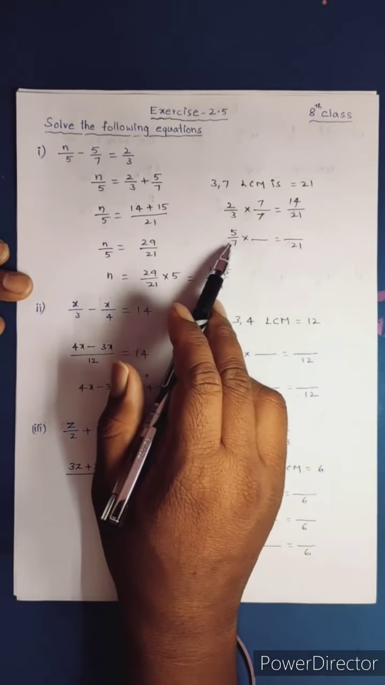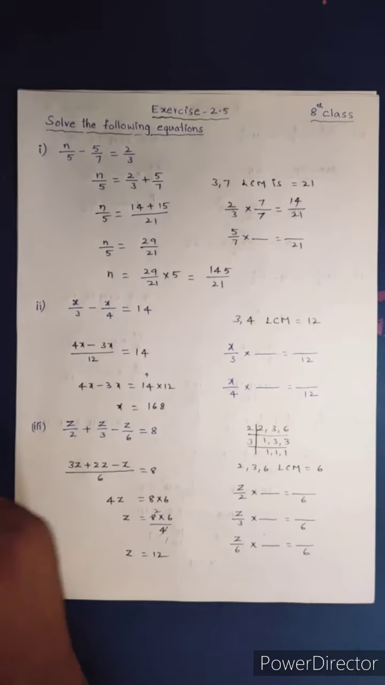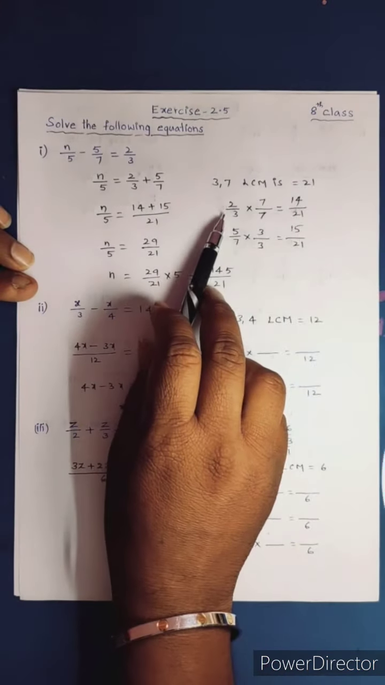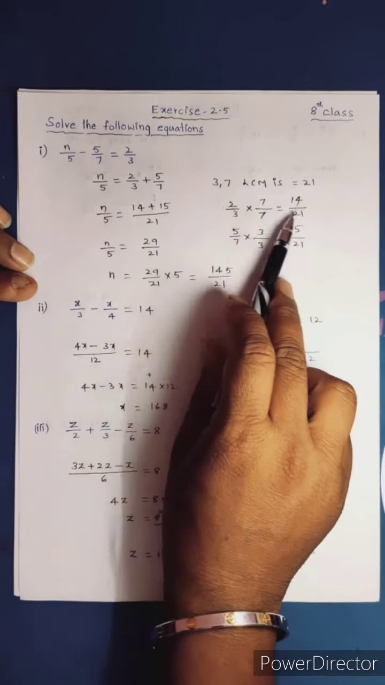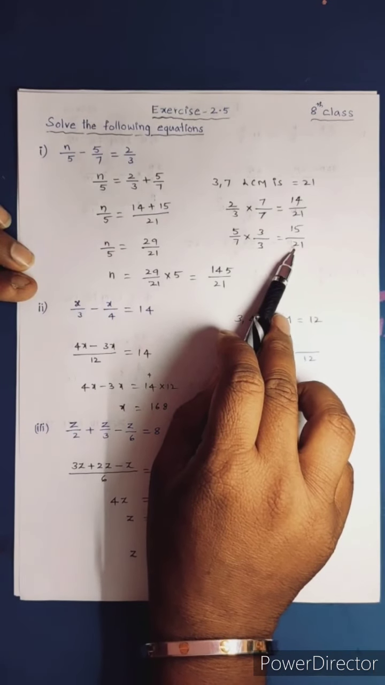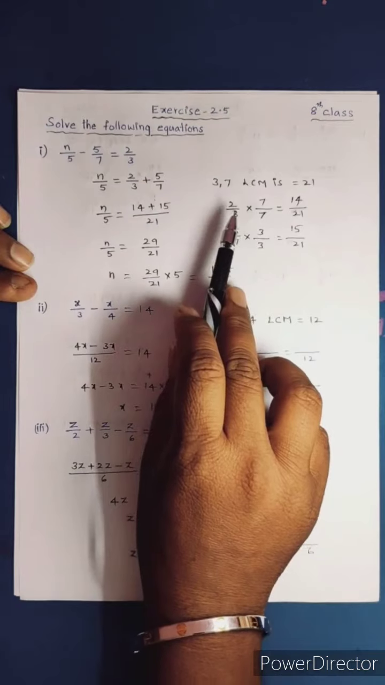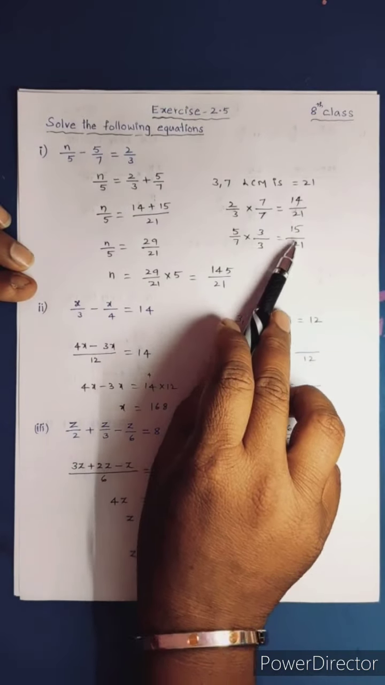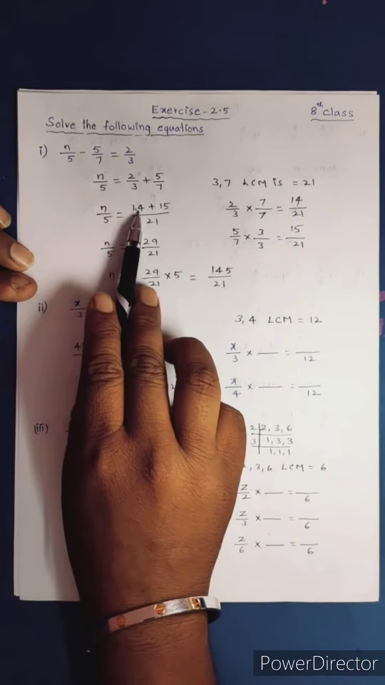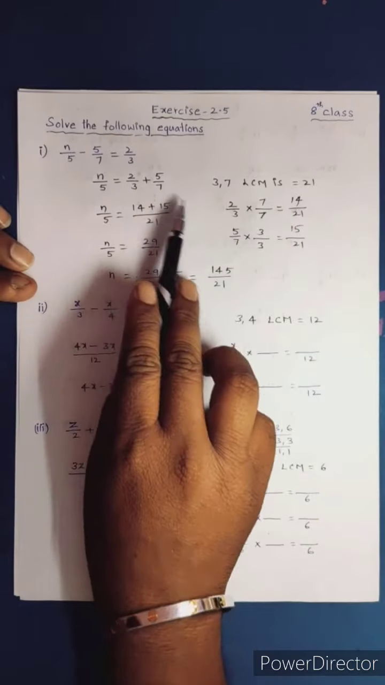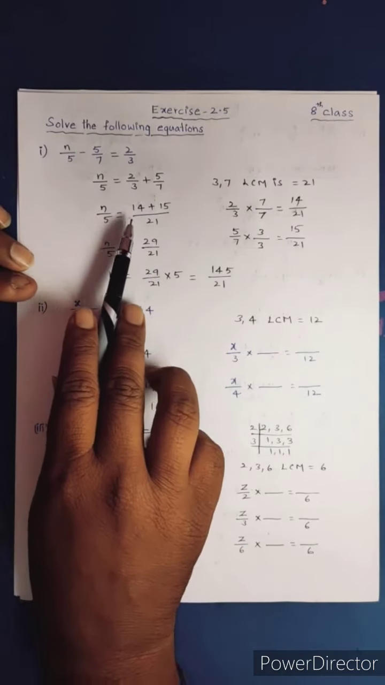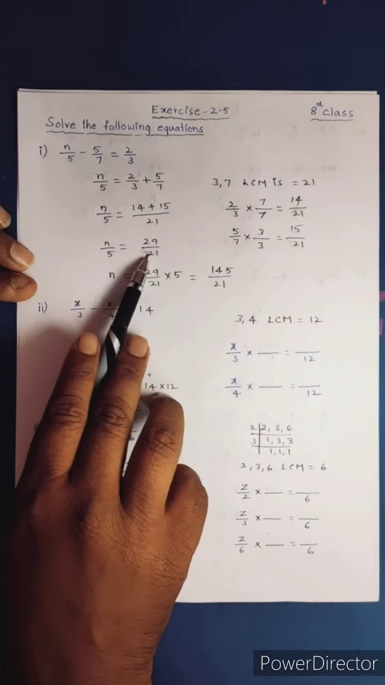In the same way, 5/7: change 7 to 21. 7 threes are 21, 5 threes are 15. Now 2/3 and 14/21 are equivalent fractions, and 5/7 and 15/21 are also equivalent fractions. I changed the unlike fractions into like fractions. Now both have denominator 21, so we can add the numerators directly. 14 plus 15 is 29/21.